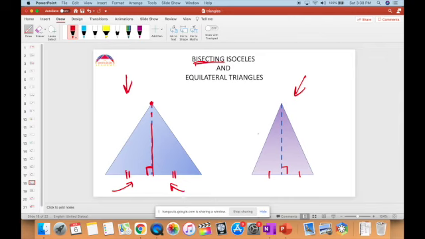Same thing with the isosceles. With the isosceles, imagine this angle is an equilateral. So this is 60, this is 60, and this is 60, which means that if we bisect it, this is going to be 30 and 30 over here. So we now have two right angle triangles that are congruent.